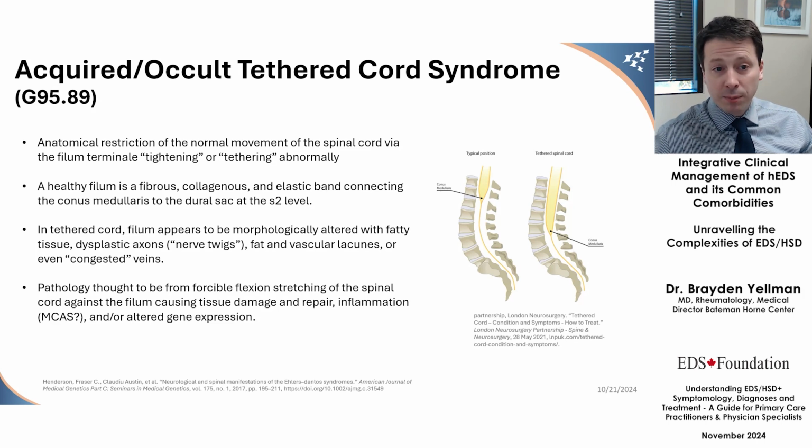A healthy filum is a fibrous, collagenous, and elastic band connecting the conus medullaris to the dural sac at the S2 level, but in tethered cord, this filum appears to be morphologically altered with fatty tissue, dysplastic axons called nerve twigs, fat and vascular lacunes, and even congested veins. The pathology is thought to be from forcible flexion, stretching of the spinal cord against this filum, causing tissue damage and repair, causing inflammation, perhaps mast cell mediated, and or altering neurological gene expression.